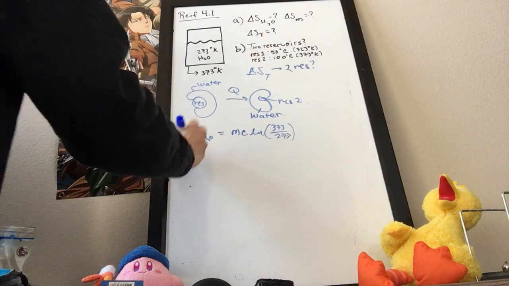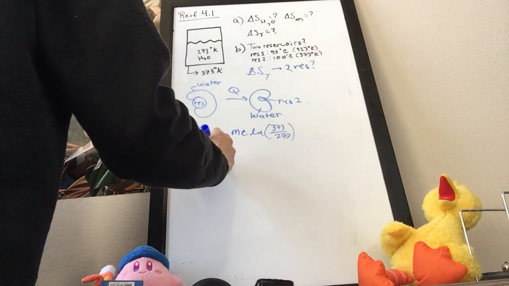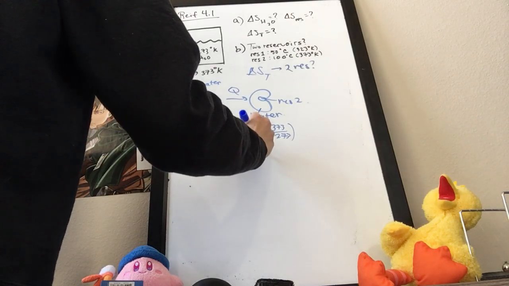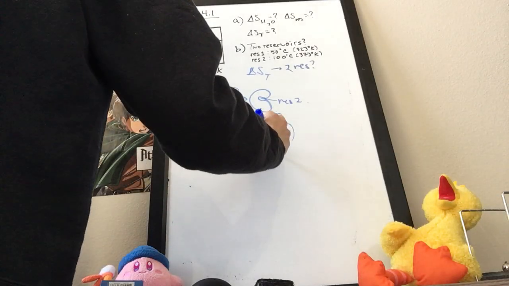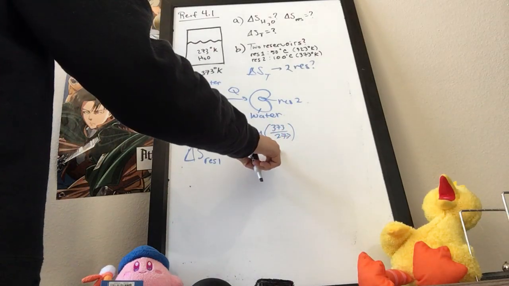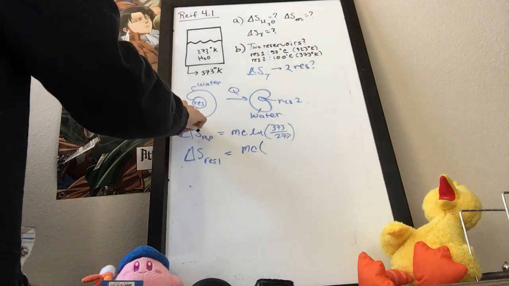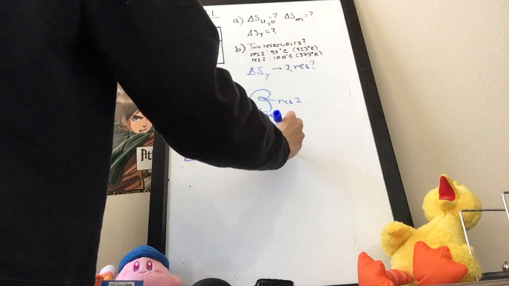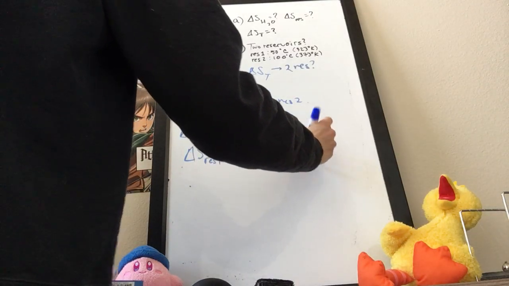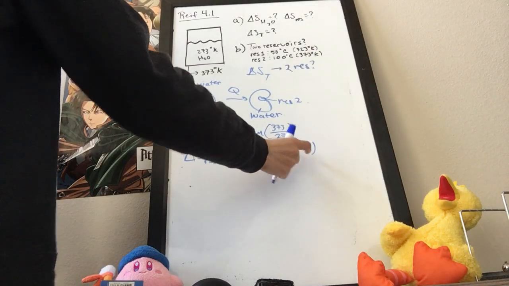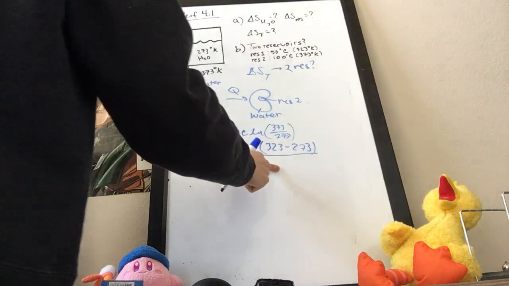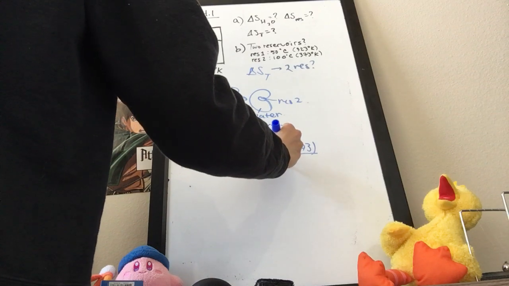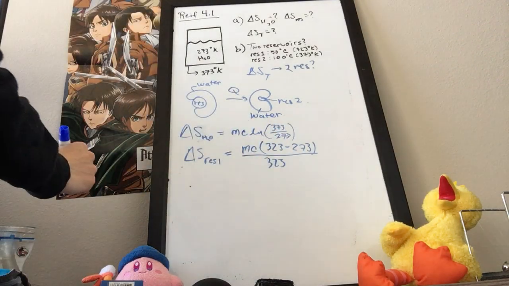Which means that our change in the entropy for our reservoirs, so let's do change in S of reservoir 1, is going to be, once again, the mass of the water, specific heat of the water. Then we need to take into account the change in temperature for that particular reservoir of the water. So this would be 323 minus 273, because we're only changing an amount of 50 degrees. And then this would be over 323, I believe.